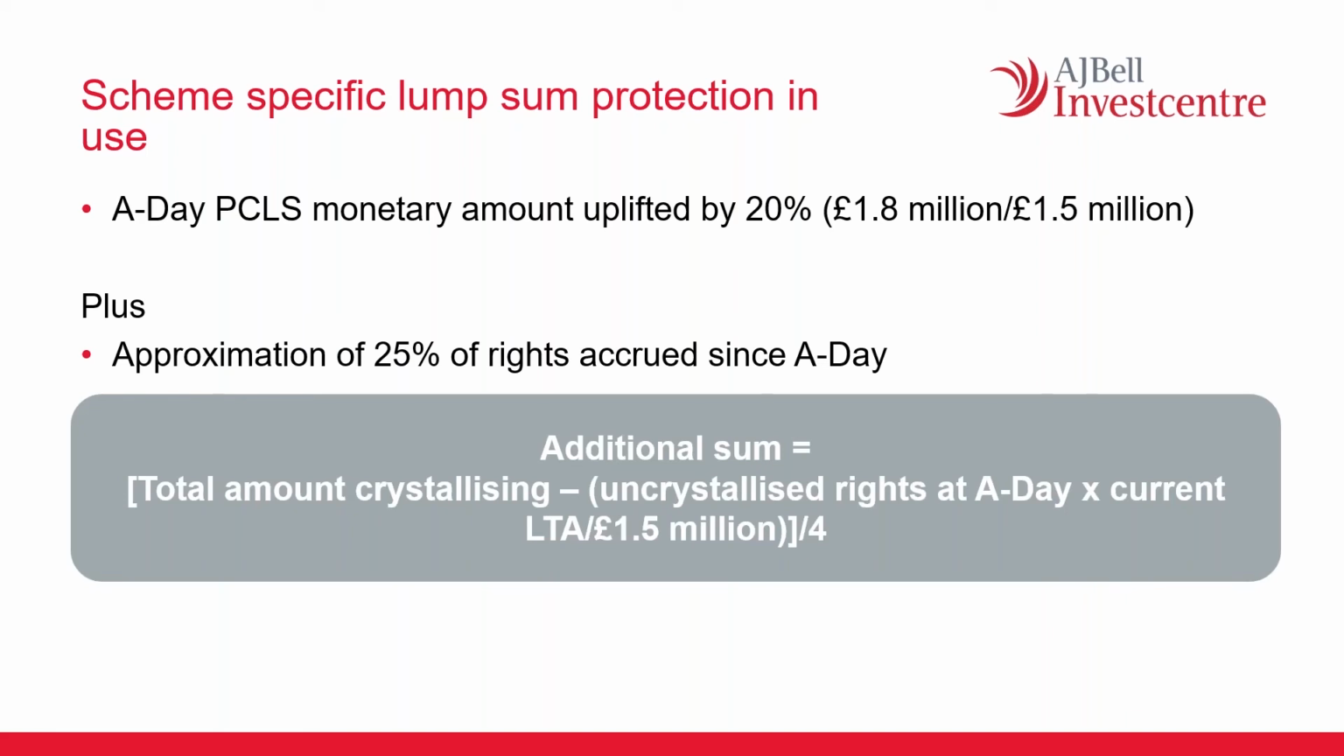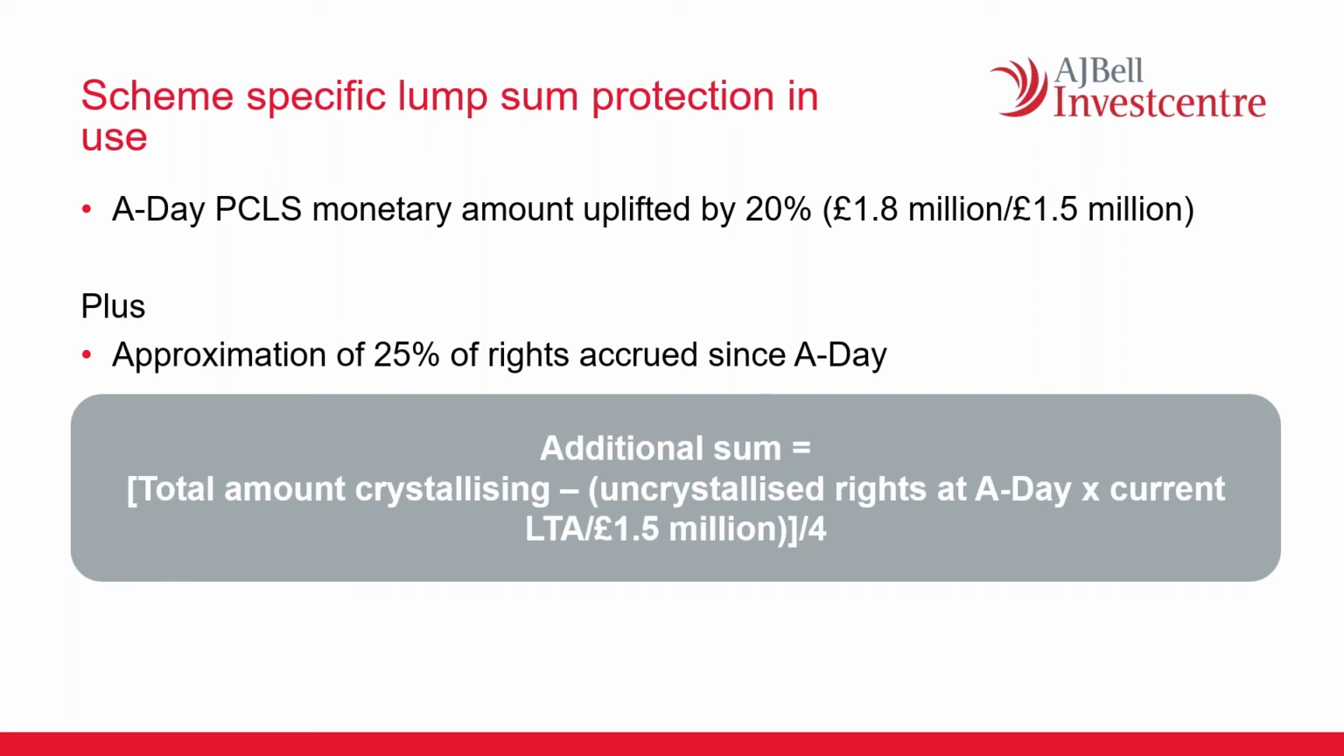The way we work out the calculation for this additional lump sum, the extra part, is the total amount of the fund that you are crystallising on the date when you take your lump sum. And don't forget, with scheme specific lump sum protection, it is all or nothing. You have to take the whole fund at the same time. You can't do a partial crystallisation. So it's your total fund value less basically your revalued A-Day rights, then divide that all by 4 because it's 25% of it.